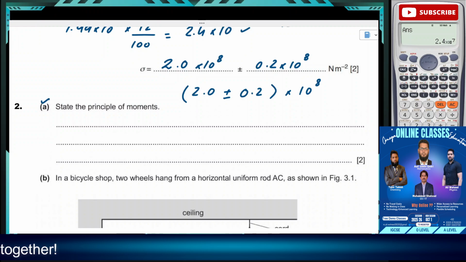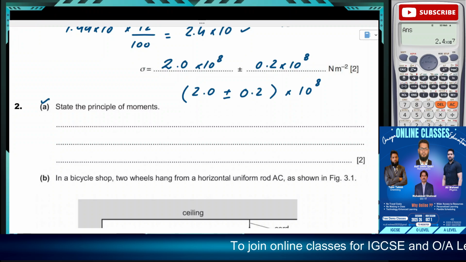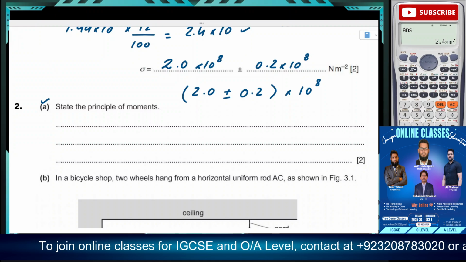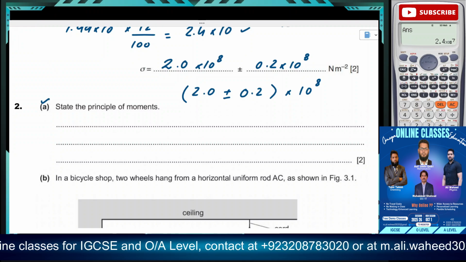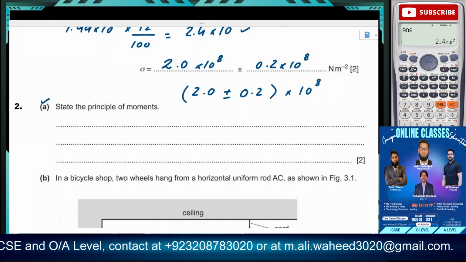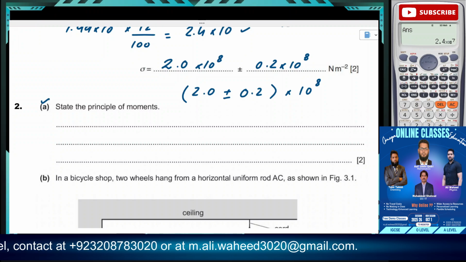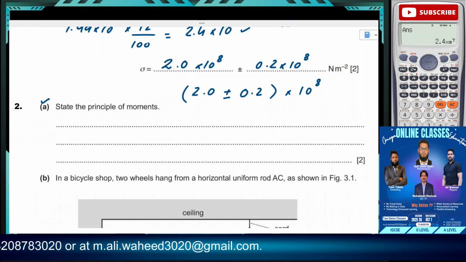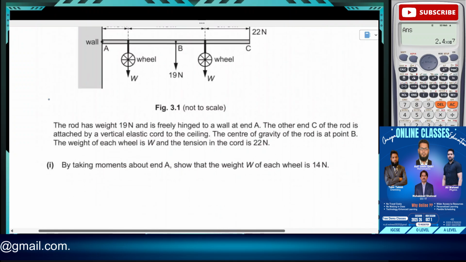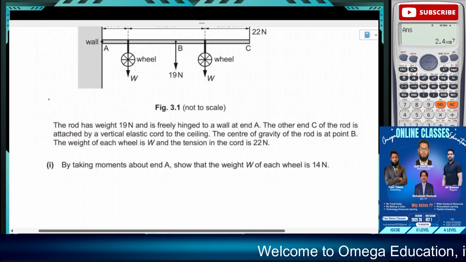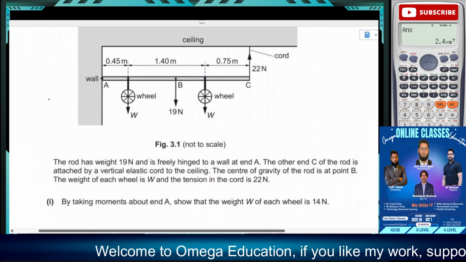Okay, up next we have a definition. For an object to be in equilibrium, the sum of clockwise moments equals the sum of anti-clockwise moments about a point, or about a fixed point, or about any point. But whatever point you choose initially, you then find all the moments about the same point. So "about a point" has to be added in the definition. Let's consider the next one. By taking moments about end A, show that the weight W of each wheel is 14.